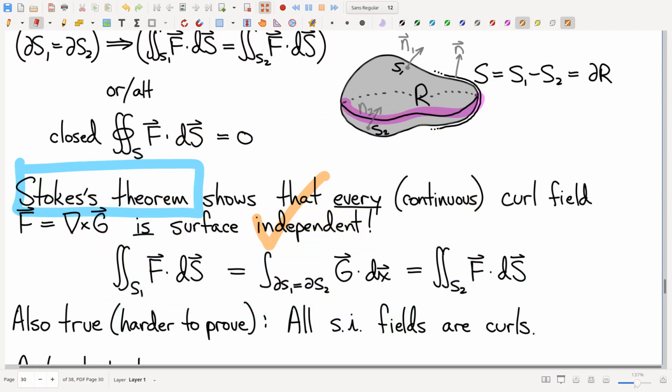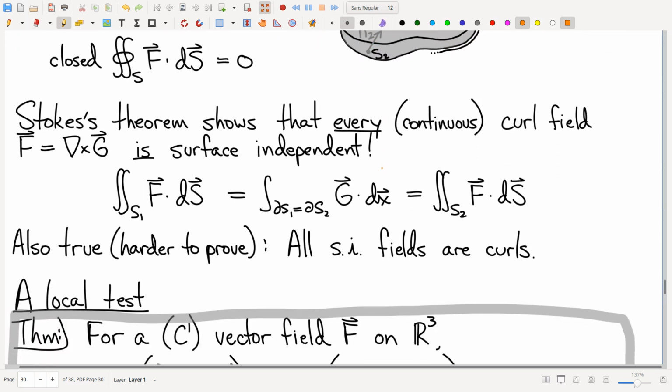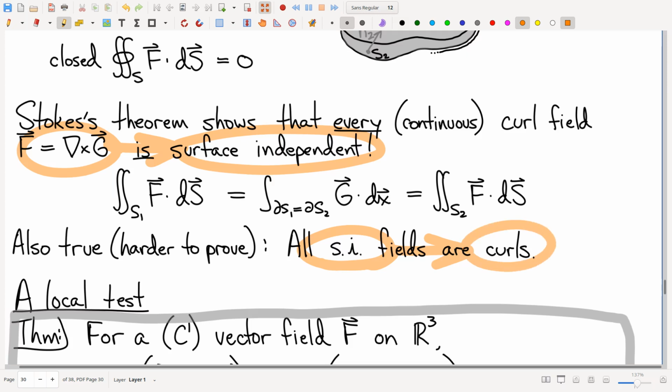Moving along. Also true, though we're not going to prove it: not only is every curl surface independent, but every surface independent field is also a curl. Again, regularity issues aside, this is harder to prove. Don't try to prove this second statement, but it's still true. Good to know that, regularity issues aside, surface independent is just the curl.